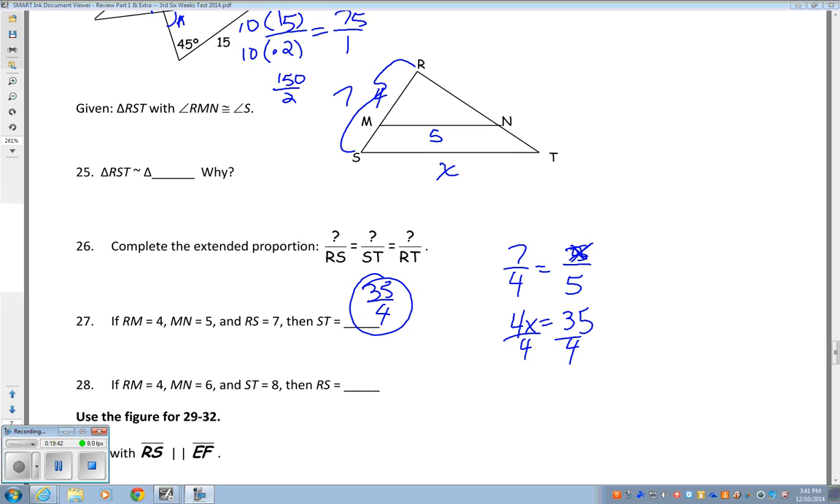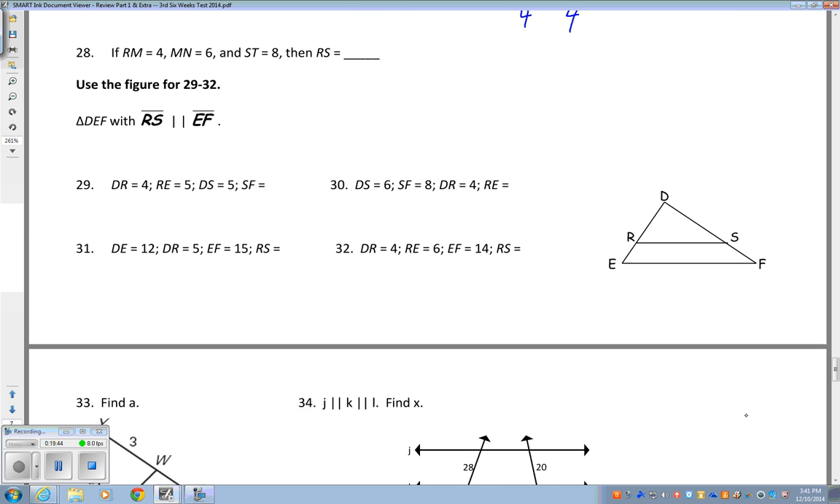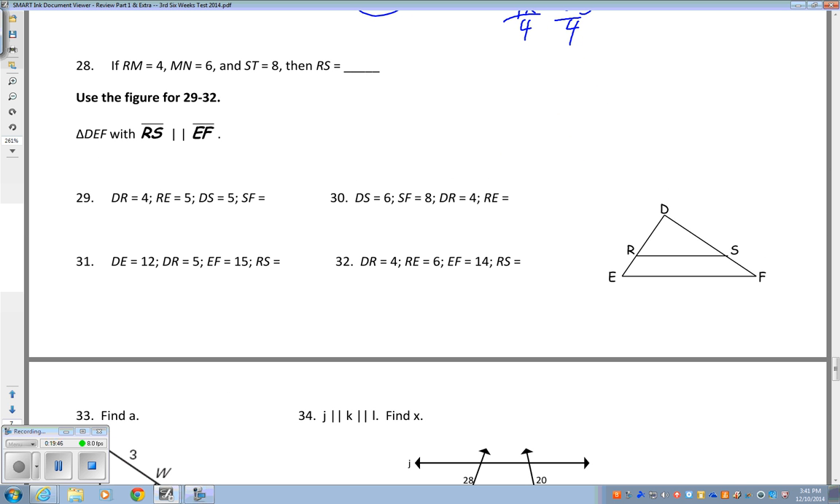Now, please try 31. The picture to the right goes with 31. F is over here. You should get 25 over 4.